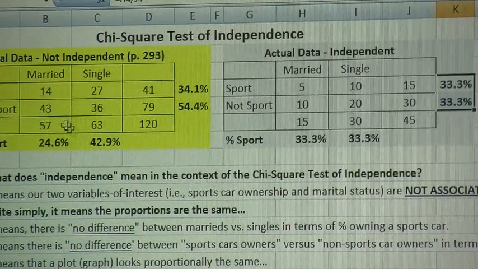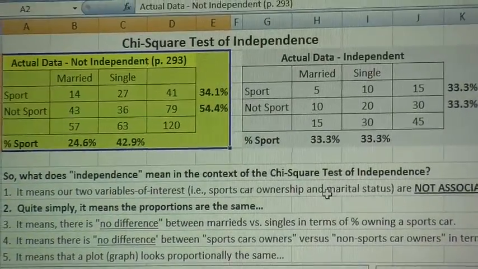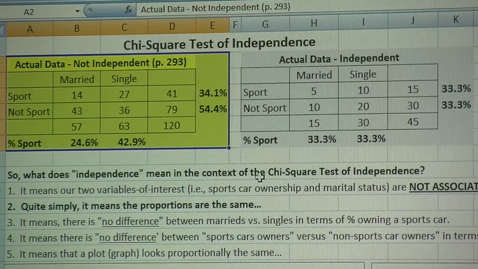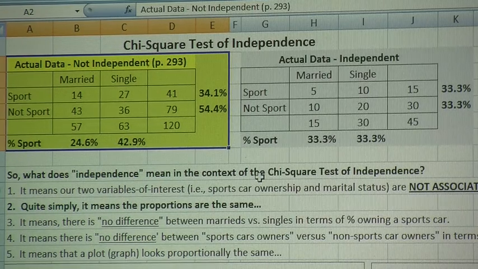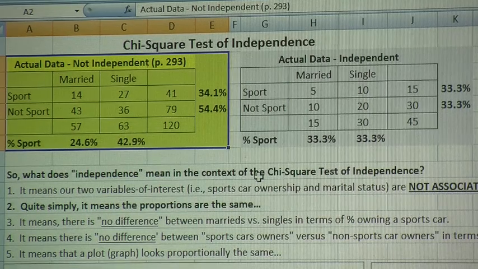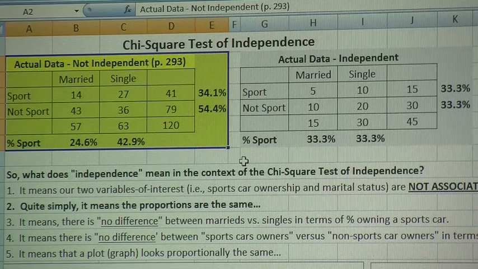So in this instance, our null hypothesis is that our two proportions are equal to one another. In other words, the proportion of married people who drive a sports car is equal to the proportion of single people who drive a sports car. Our alternative hypothesis is that the two proportions are not equal to one another.